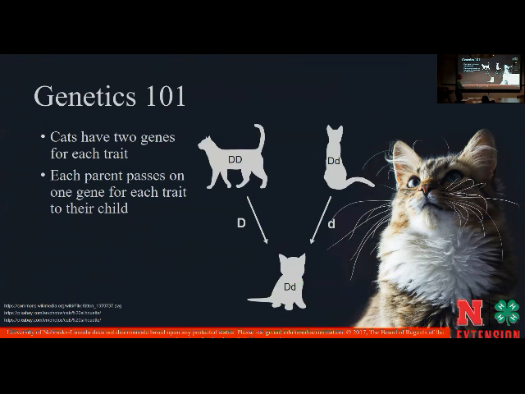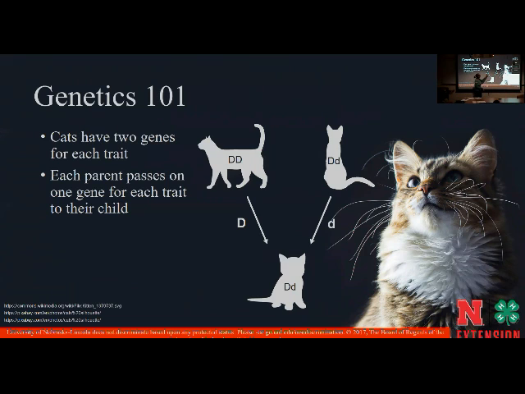So here's an example of this. You get two genes for each trait, and one comes from each parent. We're going to pretend this is our dad cat and our mom cat, and they're going to have a kitten. In this example, the dad cat is black. He's got two dominant genes for being black, two big Ds. And the mom cat has a big D and a little d. So she's also black, but she could pass on the genetics for the gray color.